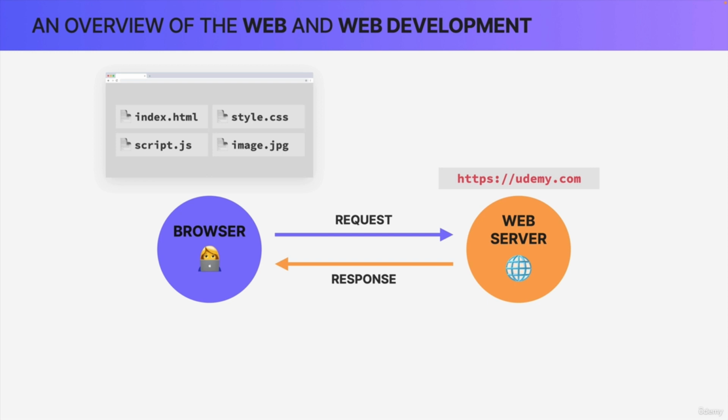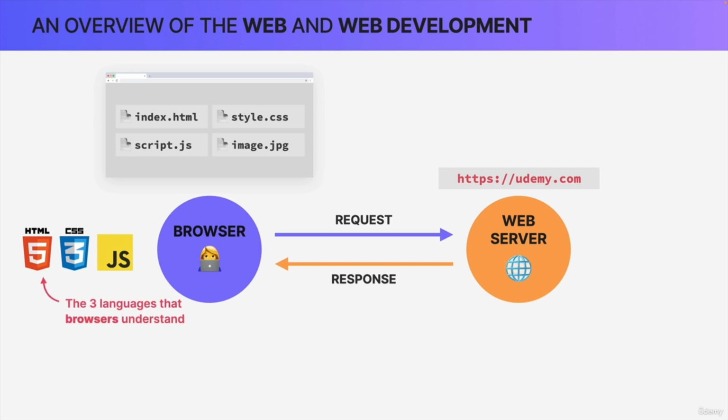And so we say that the server sends a response to the browser, which essentially contains all of these files that the website is made of. Now, as you can see from these file extensions, we have some HTML, CSS, and also JavaScript code here. And these are precisely the three languages that browsers can understand.